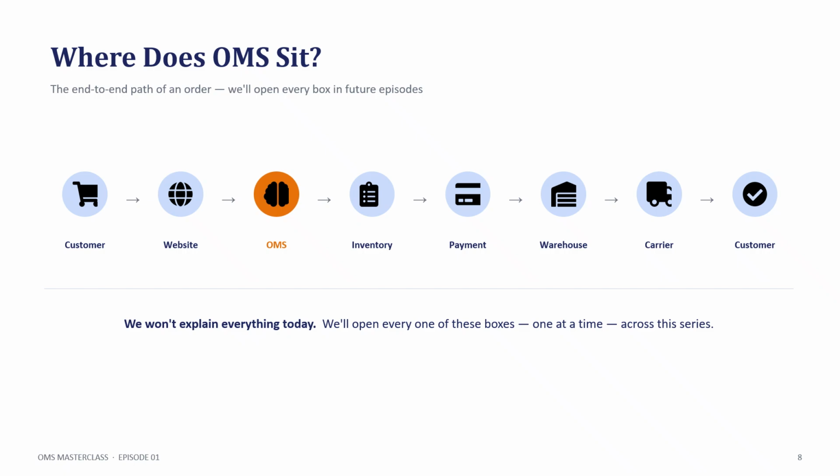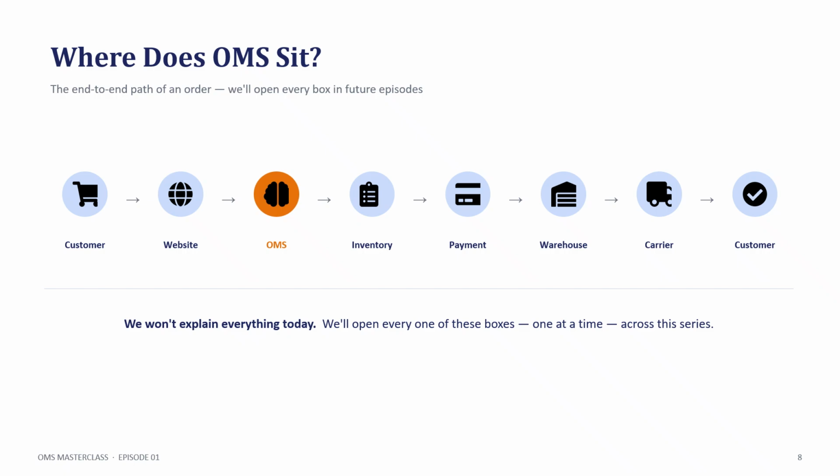OMS communicates with the inventory system to check whether the requested items are available. It works with the payment system to confirm that the payment has been completed successfully. Based on all the information and business rules, it decides how the order should be fulfilled. Once those decisions are made, OMS sends the order to the appropriate warehouse for picking and packing. After the package is ready, the carrier collects it and delivers it to the customer.